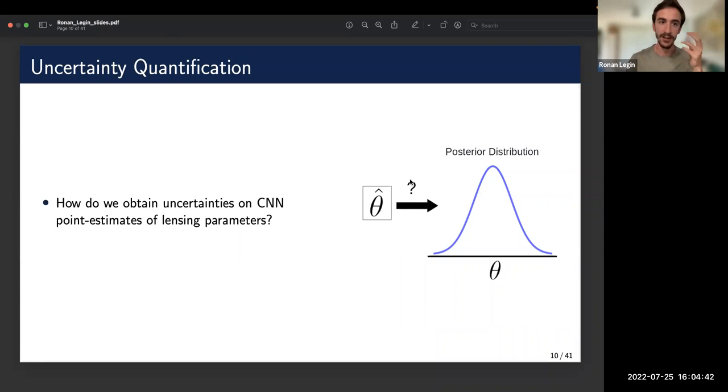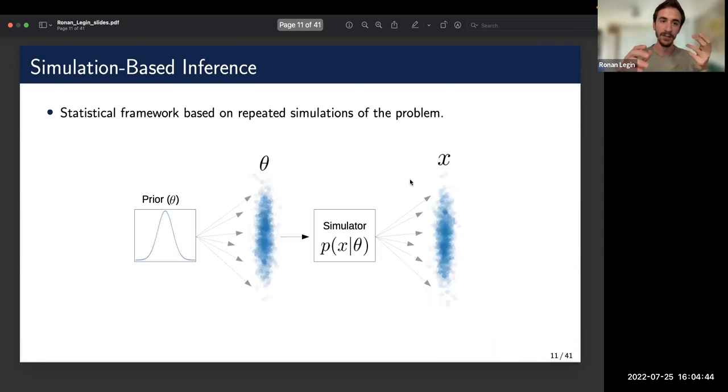And so I'm going to talk about how we could do this with what's called simulation-based inference, also known as likelihood-free inference. Simulation-based inference is basically a statistical framework where you might not be able to explicitly evaluate the likelihood, but you might be able to generate realistic simulations and use that to do inference. So your simulator, you can look at it as a kind of implicit likelihood.